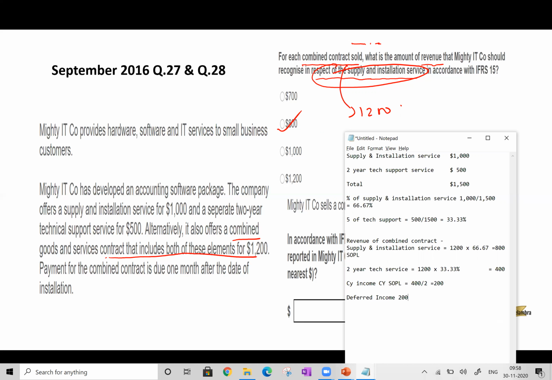Now this should be split into current liability as well as non-current liability. The income that will be recognized next year will be shown as current liability. So definitely for this particular income, there is only one more year. So this deferred income of 200 will be recognized next year itself, so it will be shown as a current liability. Now we have learned how to account for a combined sale of goods and service, or a combined sale of 2 goods or 2 services, and how to calculate deferred income and how to show current liability or non-current liability.